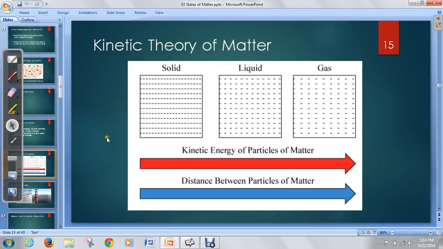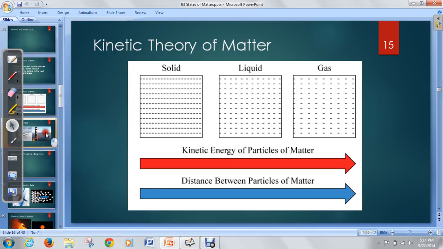Okay, so for example, we have the three states: solid, liquids, gases. The more kinetic energy we add to these particles, the farther and farther they get apart. Okay, so the more temperature or kinetic energy, the more distance there is between them. Okay, which is why we get the different states. Okay, so that's the kinetic theory in a nutshell.